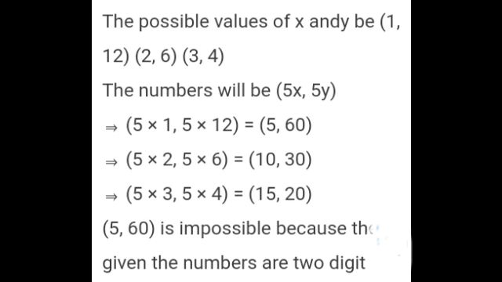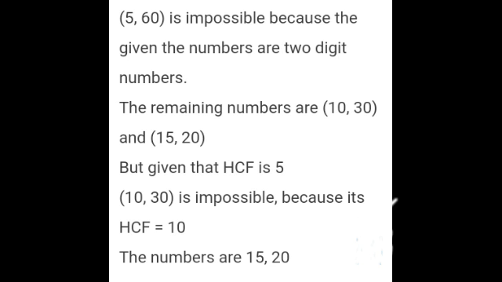In the same way, 2 comma 6 we can substitute in terms of x and y, and we will get 10 comma 30. And the same way 3 fours are 12, so we can substitute 3 and 4 in terms of x and y, which gives 15 comma 20. Now 5 comma 60 is impossible because the given numbers are two-digit. Here the first one, 5, is a single digit, so it won't be a possible value. Then we'll choose another.